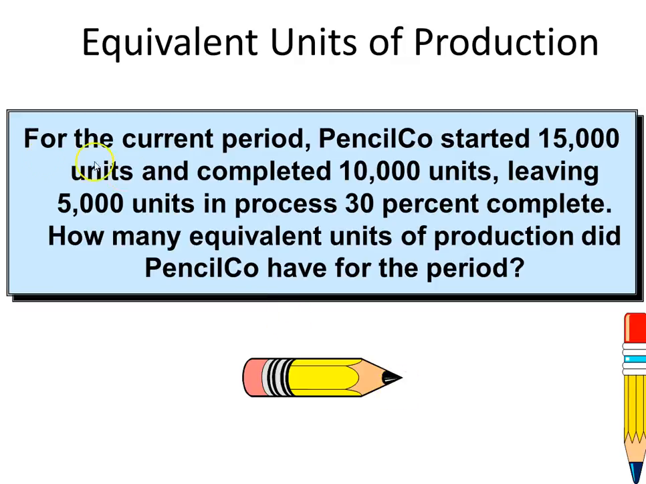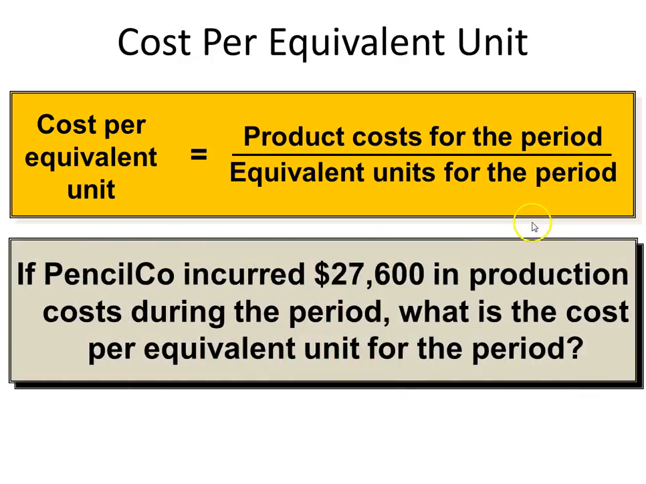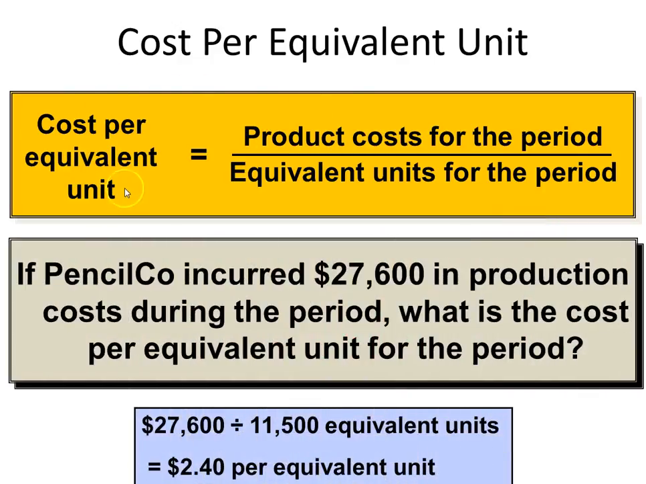Okay, they're going to give you some examples. Again, you started at 15,000, you completed 10,000. Well, you're going to add the completed units, and then you're going to multiply the 5,000 units by the 0.3. You're going to get 1,500. So you've got 10,000 plus 5,000 times 0.3, which equals 11,500. The cost per equivalent unit is the product cost for that period, divided by the equivalent units. Now that period might be a week, a month, a quarter, or a year.